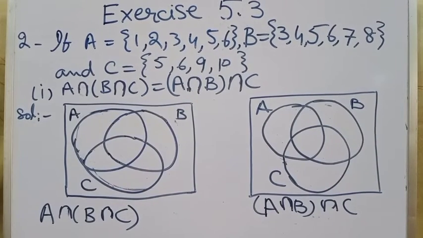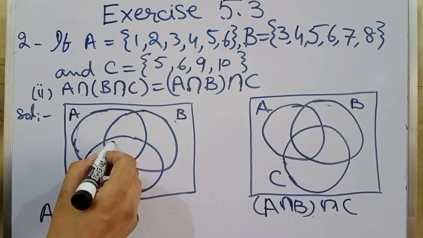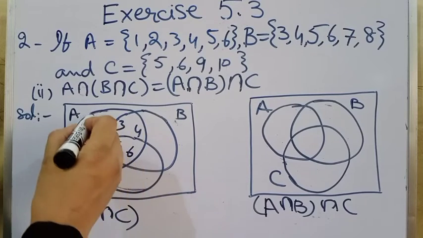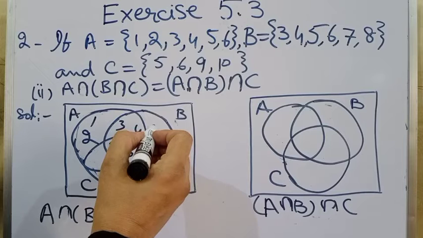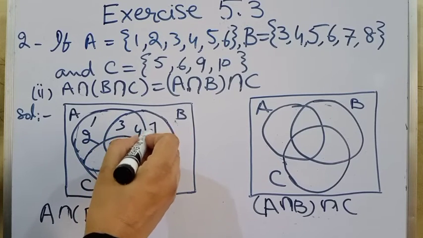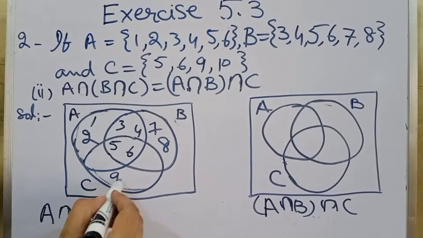Next part of this question, the second part, we have to find A intersection B intersection C is equal to A intersection B intersection C. Now we have to write all elements which are common in both sets. Set A has elements 5, 6, 3, 4, 1, 2. Set B has elements 3, 4, 5, 6, 7, 8, and set C has elements 9 and 10.